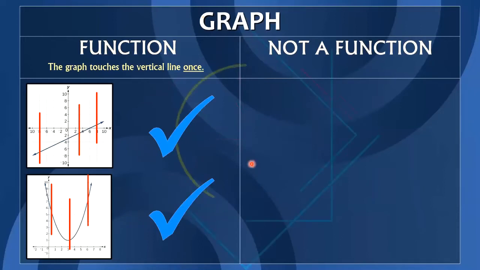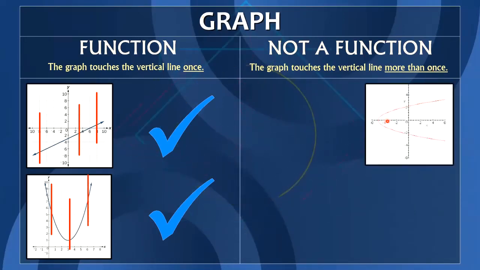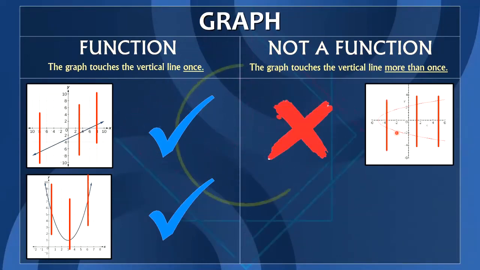And how can we say, or when can we say that a graph is not a function? If it touches the vertical line more than once. So we have here a graph, a U graph, facing to the left, I mean to the right. If we put a vertical line, the graph touches twice. If we move that to the left, the vertical line touches the graph twice. So therefore, this is not a function.